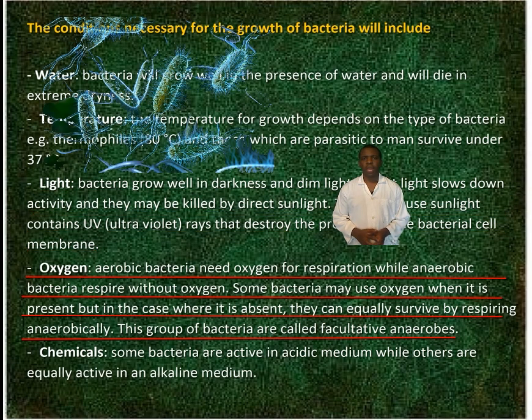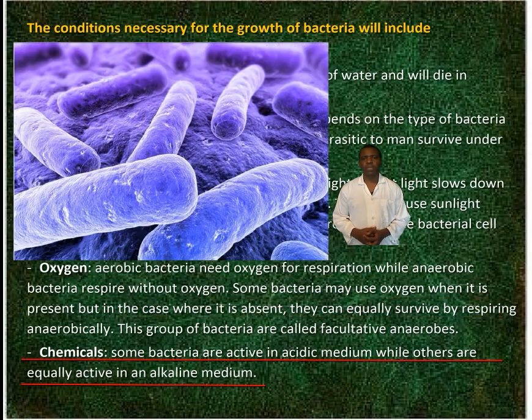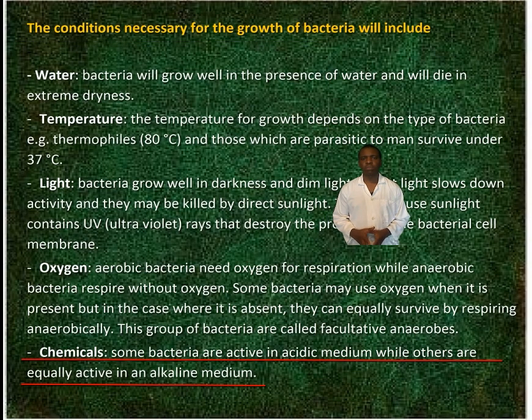Oxygen. Aerobic bacteria need oxygen for respiration, while anaerobic bacteria respire without oxygen. Some bacteria may use oxygen when it is present, but in the case where it is absent, they can equally survive by respiring anaerobically. This group of bacteria are called facultative anaerobes. Chemicals. Some bacteria are active in acidic medium, while others are equally active in alkaline medium.